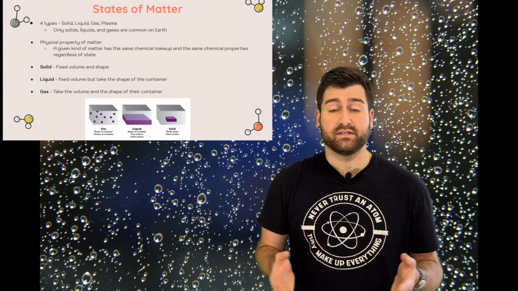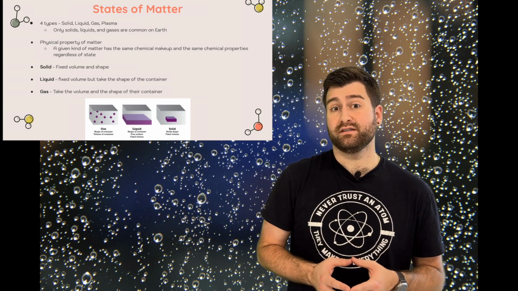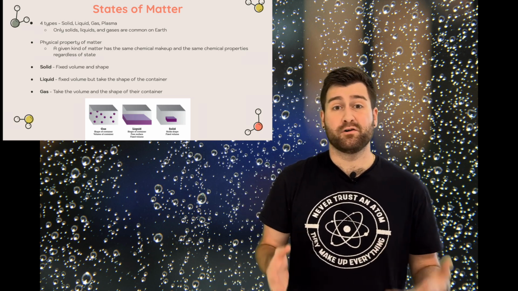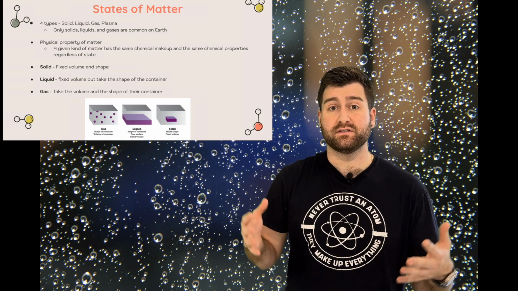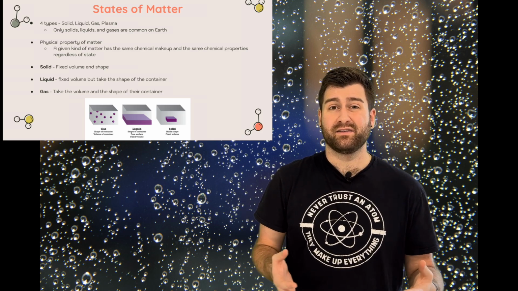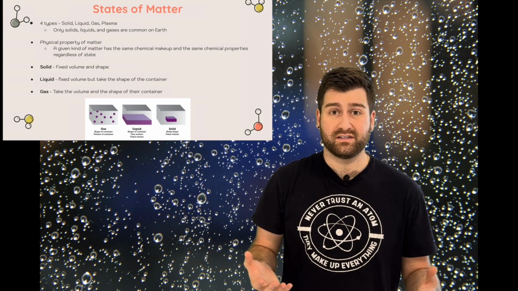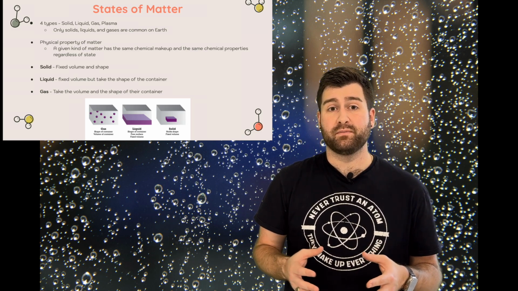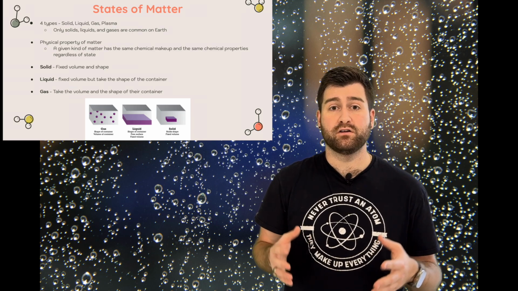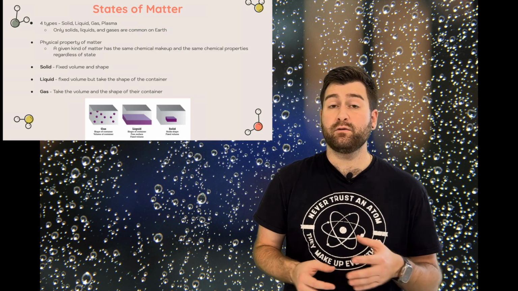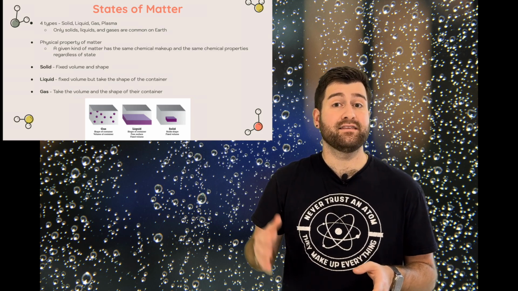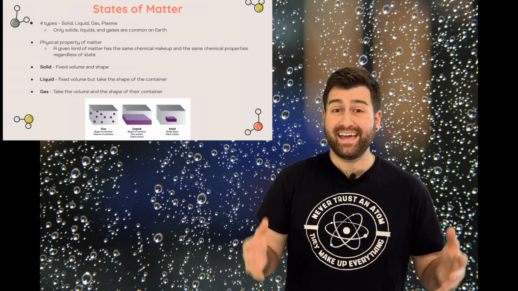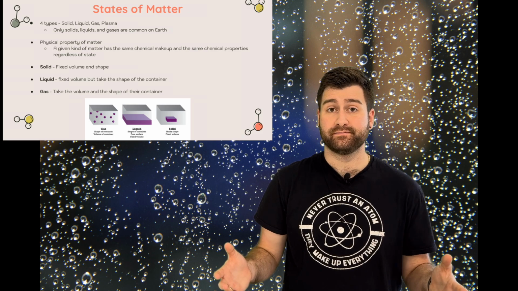During the chemical properties episode, we will delve deeper into this, but a given kind of matter has the same chemical makeup and the same chemical properties regardless of the physical state it is in. This means that water is water regardless if it's ice or water vapor. Now, in regards to physical properties, solids have a fixed volume and shape. Liquids have a fixed volume, but take on the shape of the container they're in. And gases take on the volume and the shape of their container.